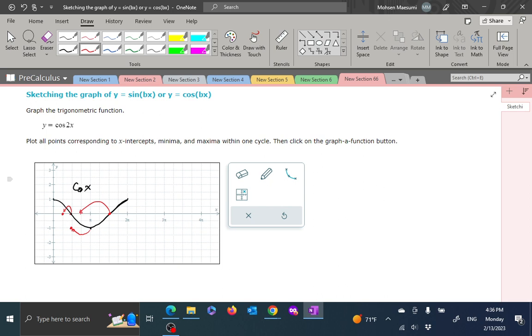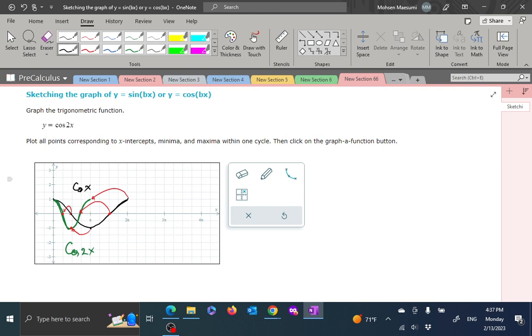Okay, so let's see. Maybe this is going to show it. Maybe I draw it in green. Let's see if you can see it better this way. Again, these pictures are kind of small. So this is the graph of cosine of 2x.